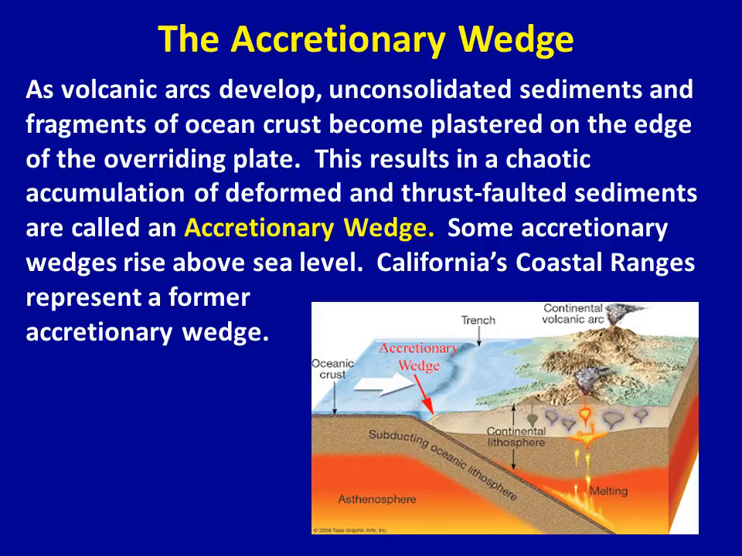Some accretionary wedges do rise above sea level. A good example of this would be California's coastal ranges, which represent the low mountain ranges along the coastal areas of California, including the San Francisco Bay Area. This area represents a former accretionary wedge.